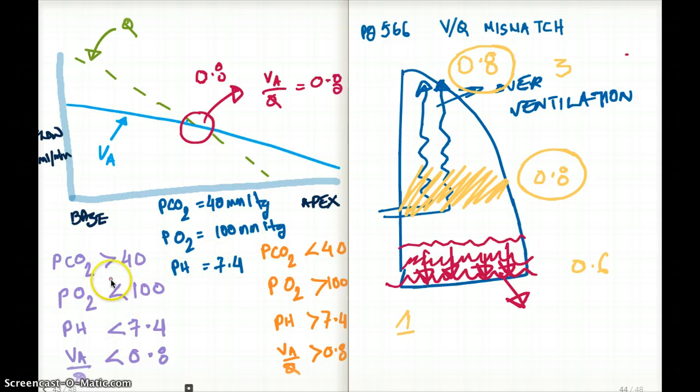Now let's look at these values, and they should correlate to what we have already learned so far. Let's do the apex first. I like to do the apex first. So at the apex, we see that the oxygen is greater than 100.